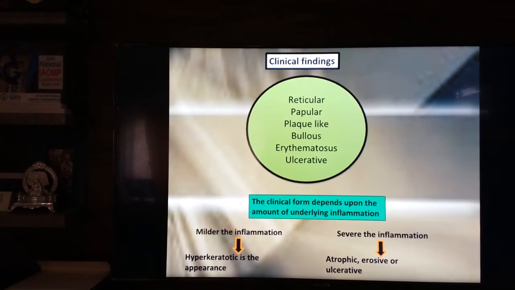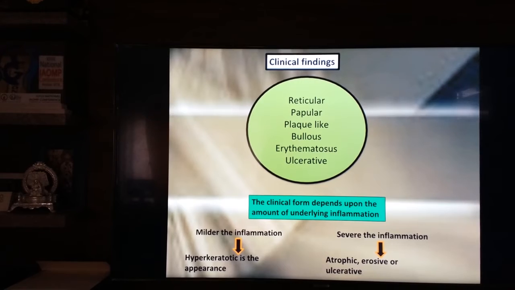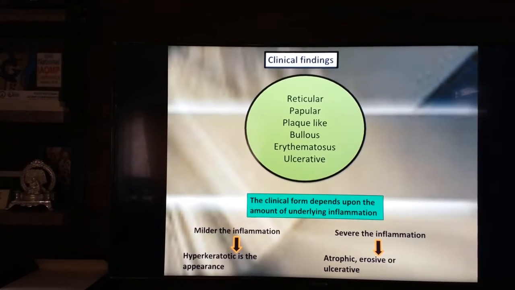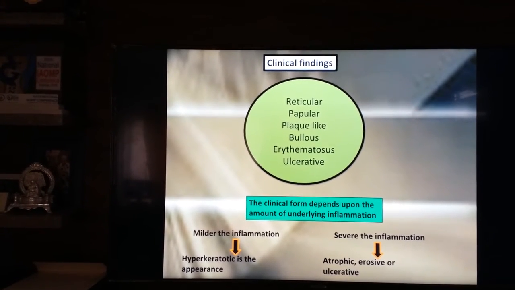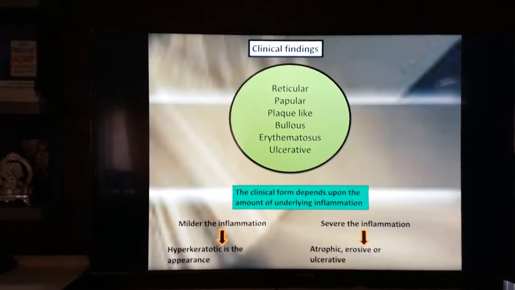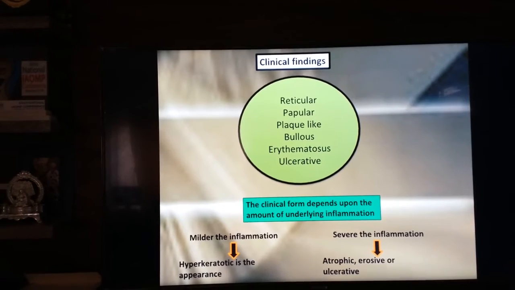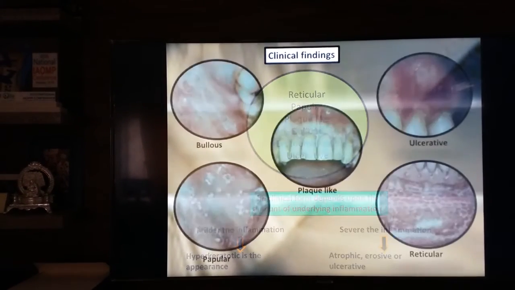It could be a reticular type, a papillary type, a plaque type, a bullous type, an erythematous type, or an ulcerative type. The clinical form depends upon the amount of underlying inflammation that is present. The milder the inflammation, the more hyperkeratotic lesions will be seen. If the inflammation is severe, you will find atrophic or erosive or ulcerative types of lesions.